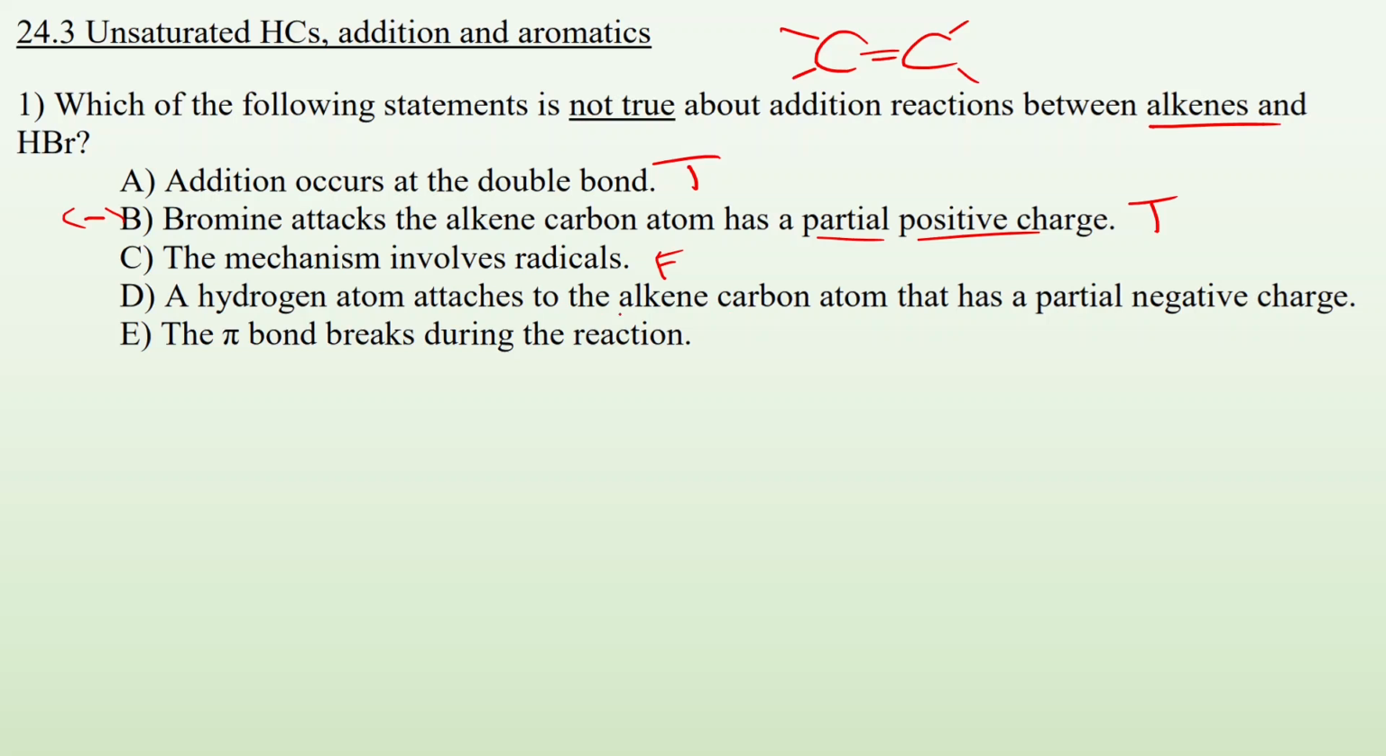D, a hydrogen atom attaches to the alkene carbon atom that has a partially negative charge. This is also a true statement. We know hydrogen likes to have a positive charge, so it's going to be attracted to the region that has a partially negative charge. So that's a true statement. And E, the pi bond breaks during the reaction. This is a true statement, right? One of those two bonds in a double bond is a pi bond, and that's the one that breaks in order to make new bonds with whatever's being added to it. So the correct option is choice C.